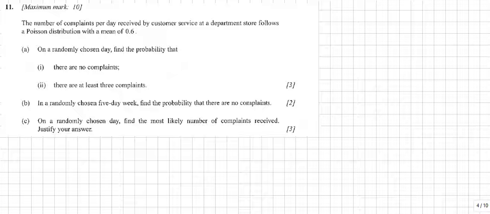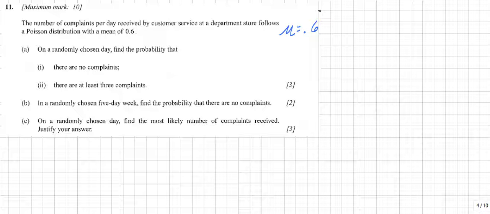Here's a good Poisson problem from 2014, paper 2, section B. Again, this is calculator friendly, and with your calculator, it's going to make this problem pretty easy. You just got to remember how Poisson works. You're given the mean, so the mean is 0.6. This is the average number of complaints received per day by customer service.